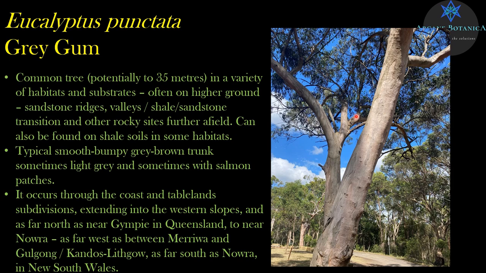Now, I think they've found koalas use a wide variety of trees, probably over 50 species or more, but punctata is a koala favorite. So if you've got an area with a lot of punctata, you should be looking out for koalas if you've got a lot of bush around. It occurs through the coasts and tablelands, extending to the western slopes. It goes as far as Gympie in Queensland, down to Nowra in New South Wales, and as far west as between Merriwa and Gulgong, Hunter Valley or wider Hunter Valley, Cairns, Lithgow. So that's the range for punctata.